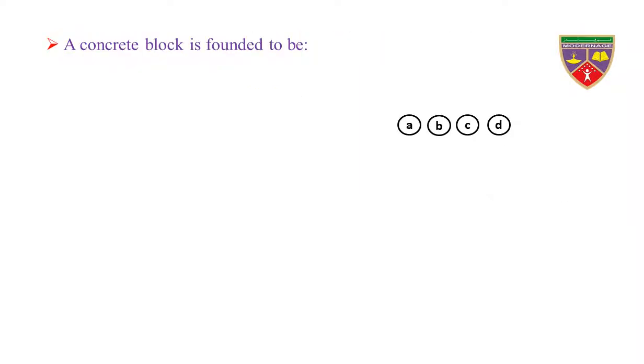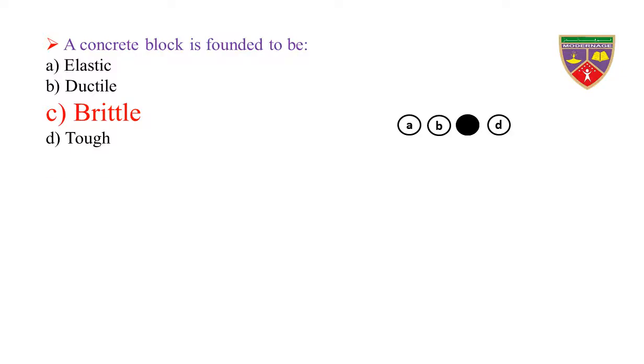A concrete block is found to be: option A, elastic; option B, ductile; option C, brittle; option D, tough. The key is brittle. Therefore, the correct option is C.